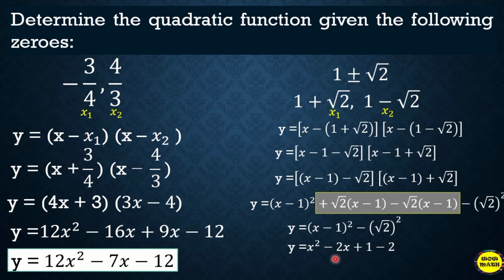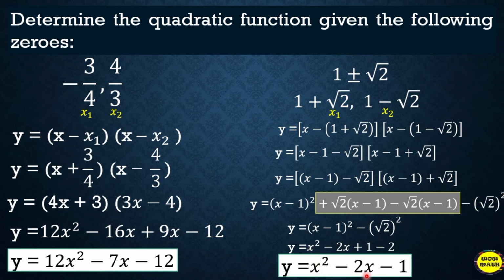Okay? And then, combine similar terms. So, x squared, negative 2x. Okay, copy x squared, copy negative 2x, 1 minus 2, that is negative 1. Therefore, yung quadratic function natin dito, y is equal to x squared minus 2x minus 1.